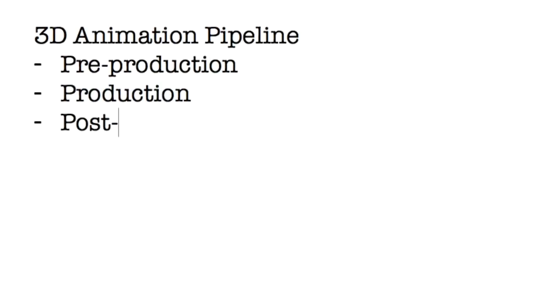The process of making the videos is called the 3D animation pipeline. This process is divided into three main parts: the pre-production, the production, and the post-production.